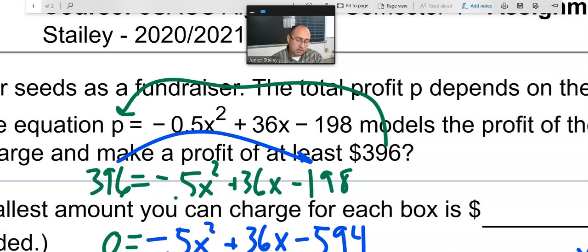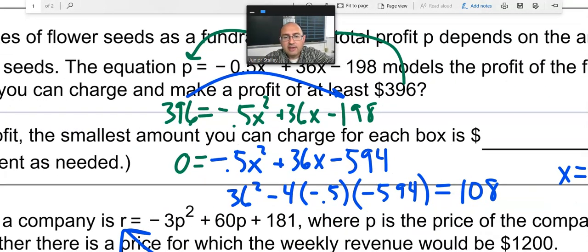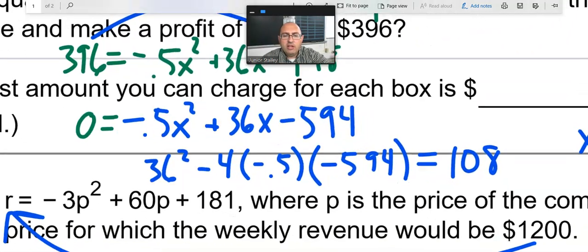If you guys have watched Extreme Home Makeover, the old TV show, they would say, "Bus driver, move that 396." Actually, I don't think they said that, but you will get the idea. They moved the 396 over to the other side, and that gave them negative 594.